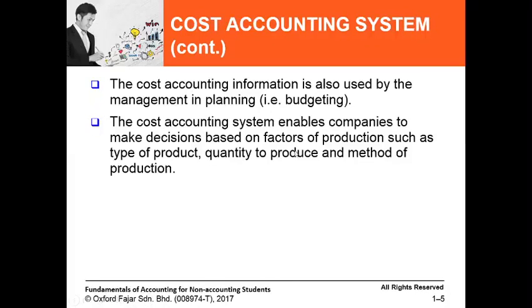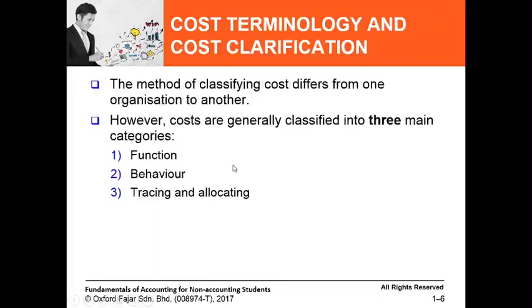Also, the cost accounting information helps the company to make decisions based on factors of production such as type of product, quantity to produce, and method of production. I have given an example of whether a company should buy nails or manufacture their own nails when they are trying to build furniture as their product. So cost accounting information helps the management to make that kind of decision.